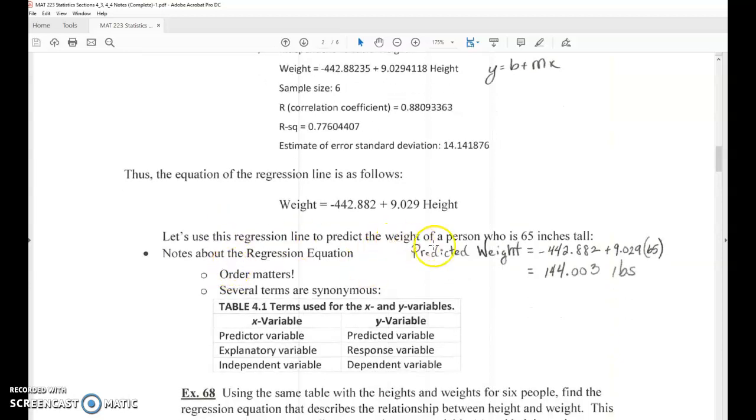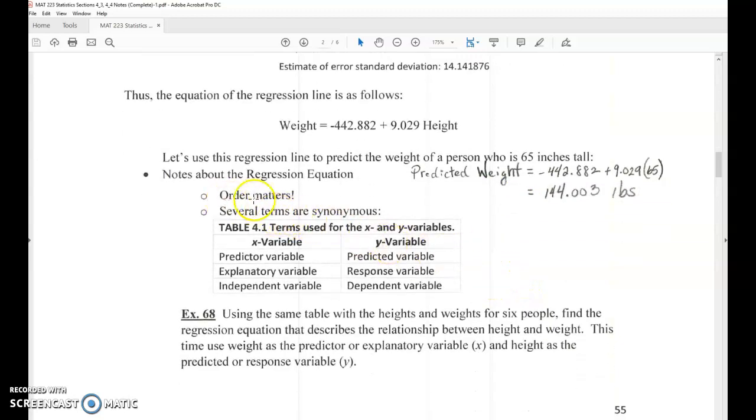I'm going to use it to predict the weight of a person who is 65 inches tall. That means you put in the height of 65 right there. Plug this into your calculator: negative 442.882 plus 9.029 times 65, and you get 144.003 pounds. Remember order of operations: do the multiplication first before you subtract. So if someone were 65 inches tall, that would predict, based on the data set of those 6 people, that the person would be 144 pounds.